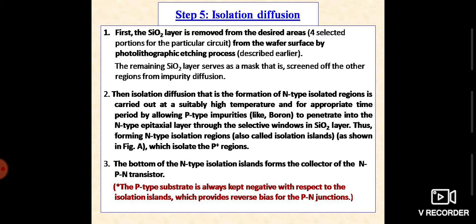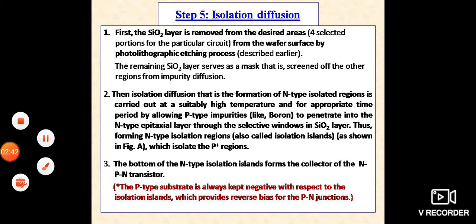How do we make silicon dioxide layers to be removed by the etching process and to make the openings or windows in order to diffuse impurity atoms? The remaining silicon dioxide layer serves as a mask that screens off the other regions from impurity atoms. You can see the first point here. That is the remaining layer where we have not made any opening, that will serve as a mask.